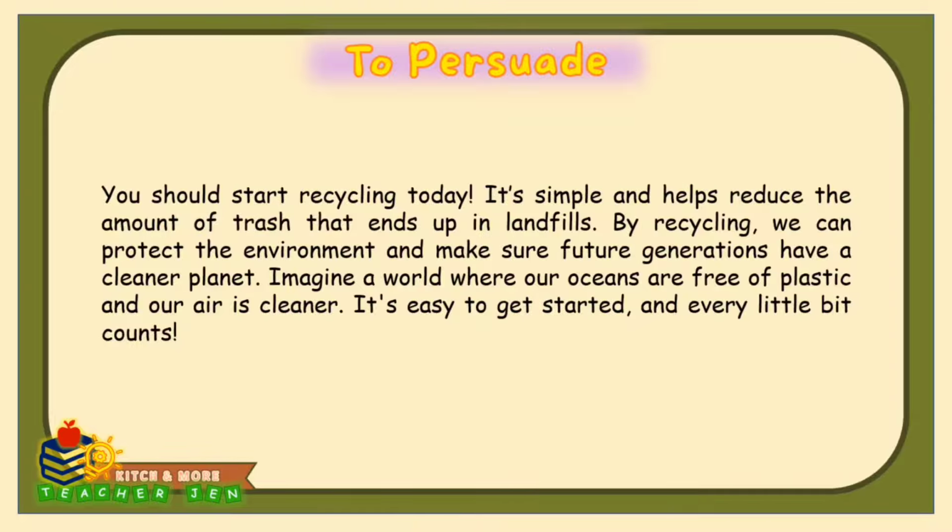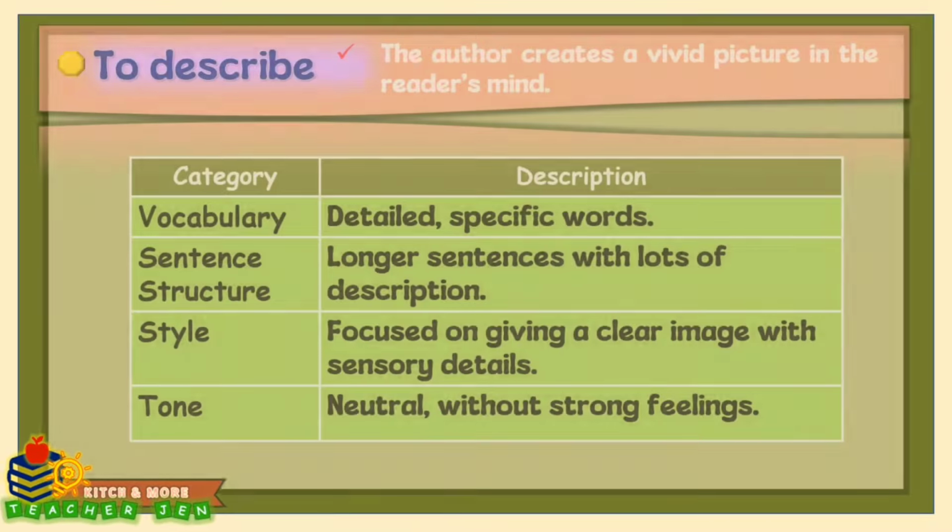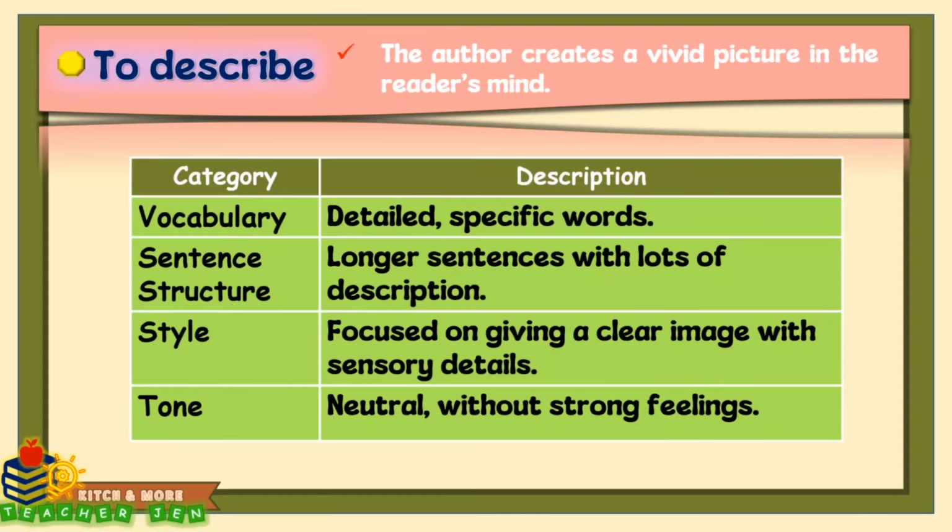Our next author's purpose is to describe. The author creates a vivid picture in the reader's mind. The vocabulary uses detailed, specific words, and the sentence structure uses longer sentences with lots of description. The style is focused on giving a clear image with sensory details, while the tone is neutral without strong feelings. Let's take up this example.